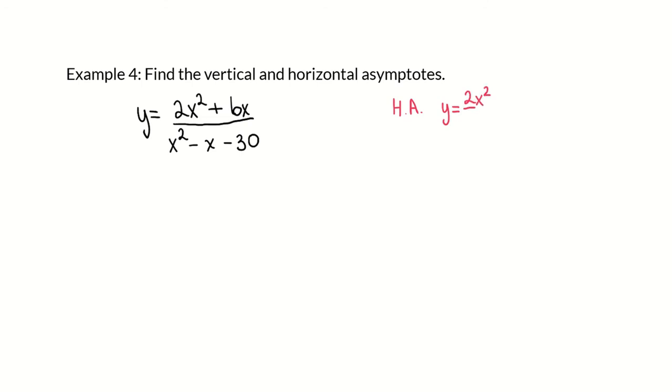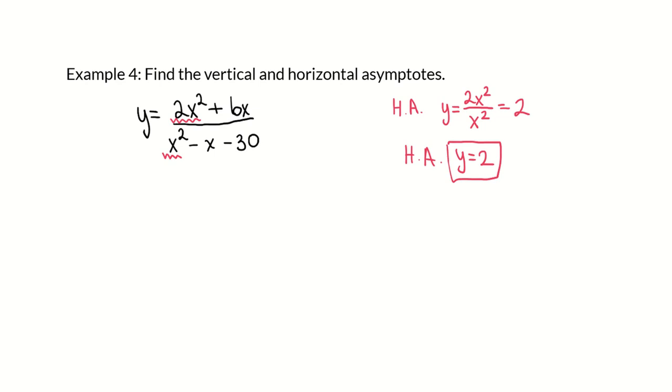So in the numerator, we can ignore the plus 6x because the highest power is x squared, so we keep the 2x squared. In the denominator, the highest power is also x squared. So we ignore the minus x and the minus 30, and then we reduce this. The x squared cancels out and we're left with 2. So the horizontal asymptote is y equals 2.